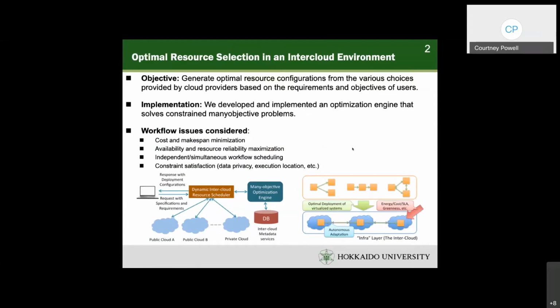So at the bottom of the slide, you can see the conceptual diagram where we have our user sending specifications and requirements to the resource scheduler, which communicates with the many objective optimization engine. And the optimal deployment configurations are returned to the user.